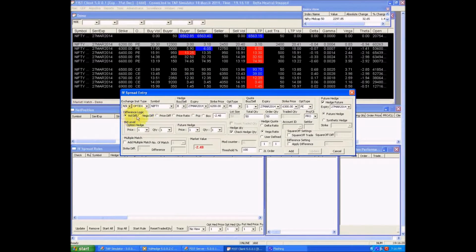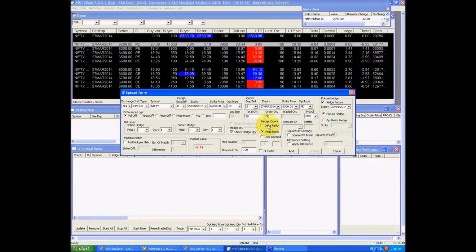The differential logic for this particular strategy is volatility difference or Vega difference, depending upon what I want to select. I have selected Vega ratio here. I have an option to select delta ratio also, or user defined ratio also. Since I want to make a spread which is Vega neutral and delta neutral, I have to select Vega ratio as the parameter.